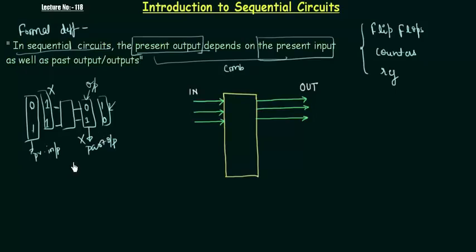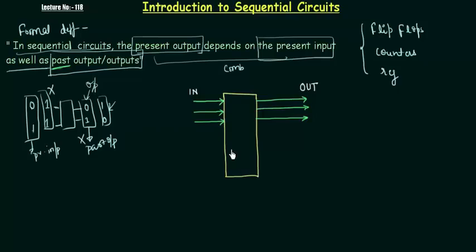I hope you are getting this. But in case of a sequential circuit, the present output depends upon the present input, and it also depends upon the past output or outputs. Like in this case we are having two outputs, so it depends upon the past output or outputs as well. So this is the major difference between your sequential circuit and the combinational circuit.